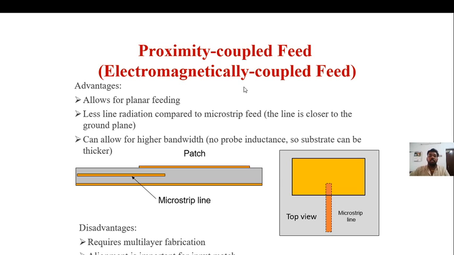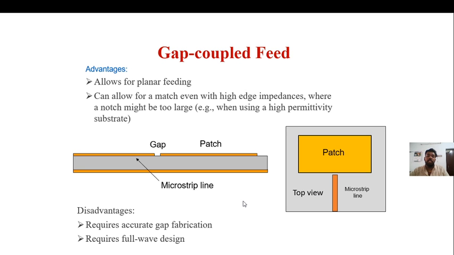And next one is the proximity coupled feed. So here the microstrip line is penetrated through the substrate, and because of the coupling between this patch and the microstrip line, the radiation has occurred. So the major disadvantage is it requires multi-layer fabrication. It is quite difficult. The advantage is the line radiation is very low when compared to the microstrip feed line, and it is also able to achieve a higher bandwidth when compared to the microstrip and coaxial feeding.